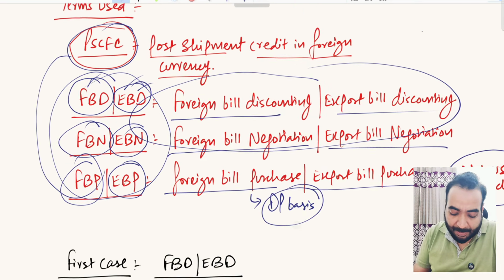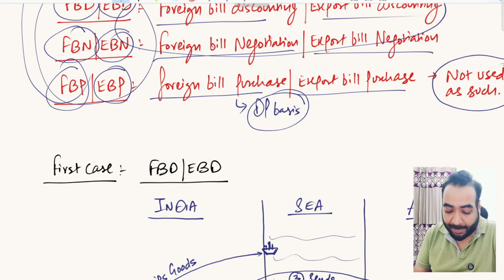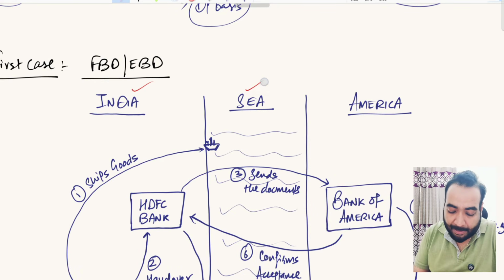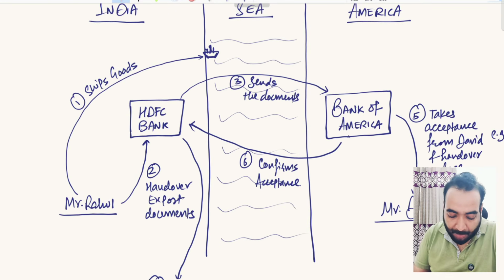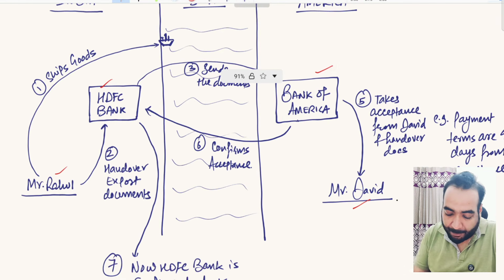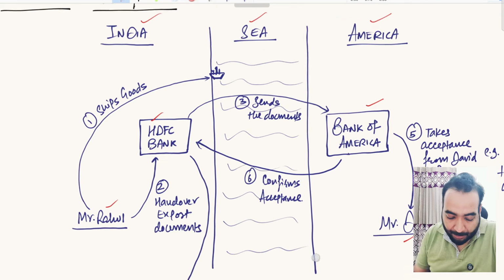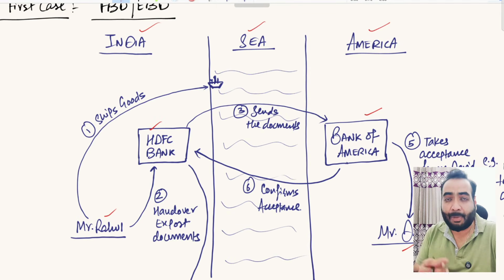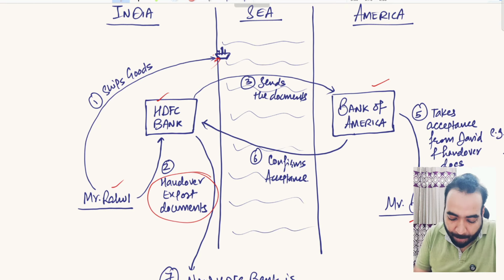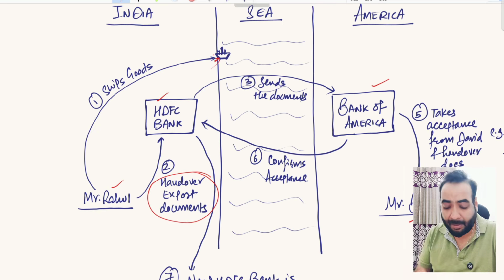So let us first understand the FBD and EBD facility, that is foreign bill discounting and export bill discounting. So that is India and America. Rahul, his banker, HDFC Bank. David, his banker, Bank of America. Now, David has submitted the order to Rahul. Rahul has manufactured the goods as per the orders of David. Now, Rahul ships the goods. Rahul sends the goods to the Indian port for shipment, and hands over the export documents to his banker, HDFC Bank.